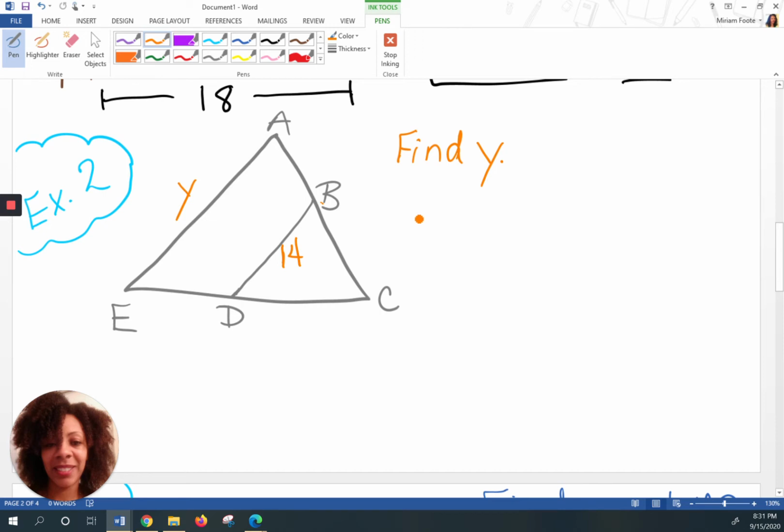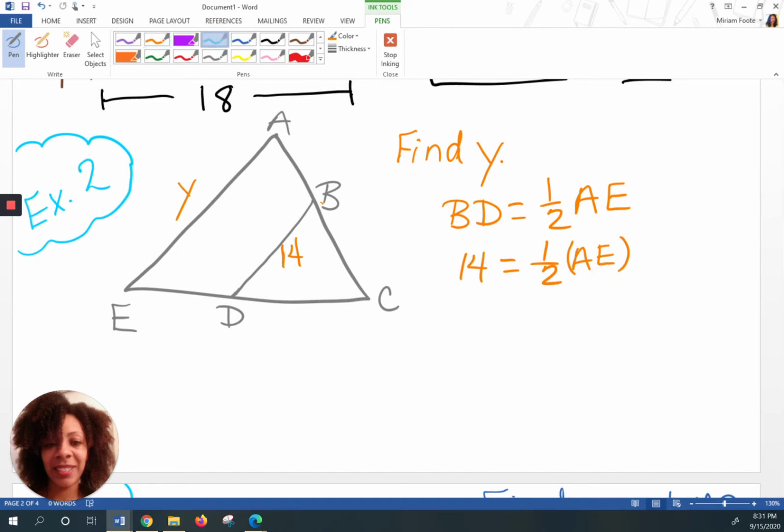When I set up the formula, I know that the midsegment BD is going to be 1/2 of the side that is parallel with it, which is AE. If you go ahead and write that down, it's so much easier to just substitute what you know. Well, what do you know? You know that segment BD is 14. The formula tells you it's going to be 1/2 of AE. We don't know AE. We can replace it with Y since that's what it's asking for, or we can leave it as AE.